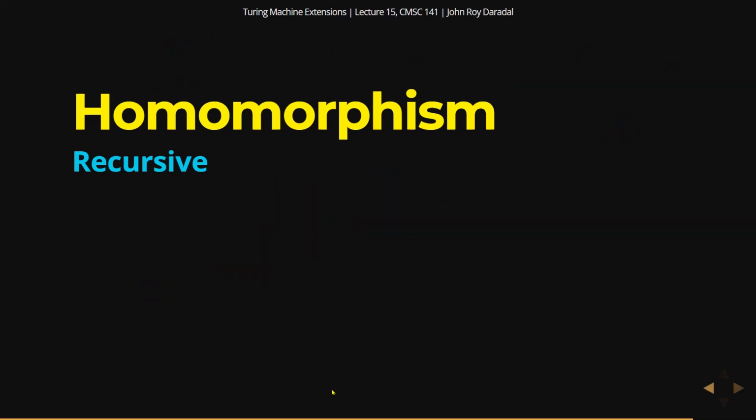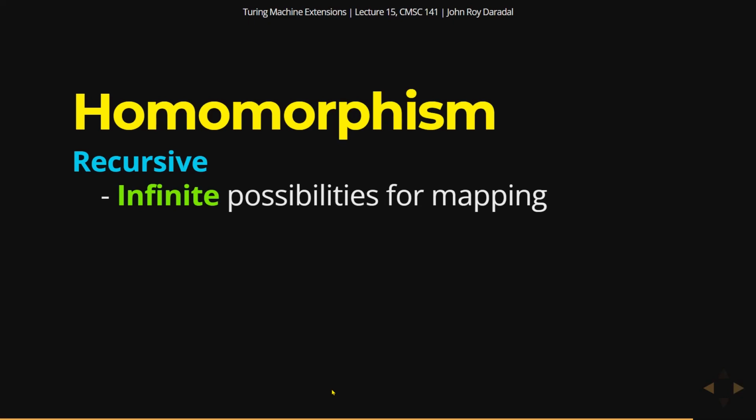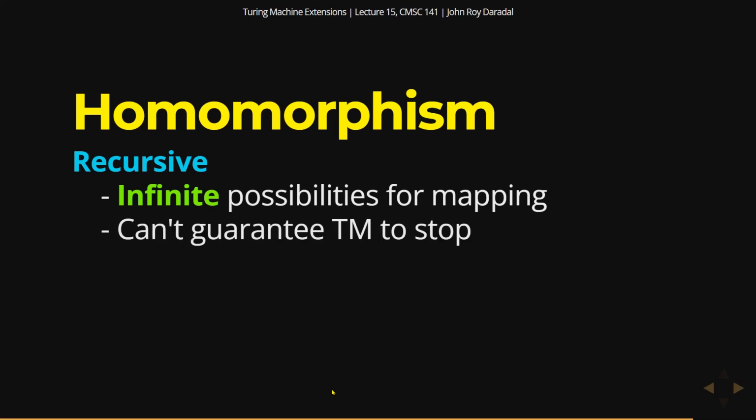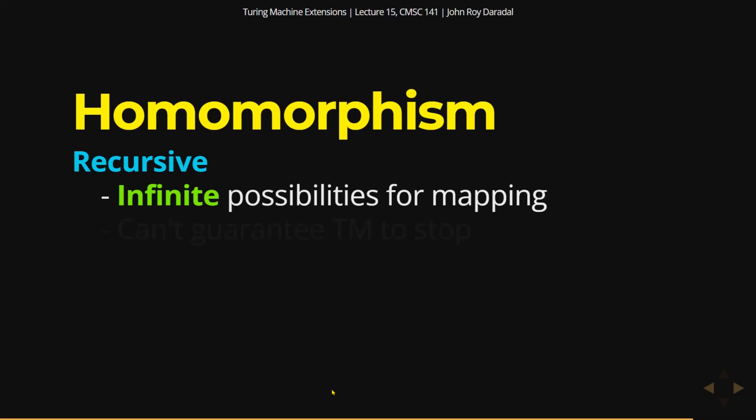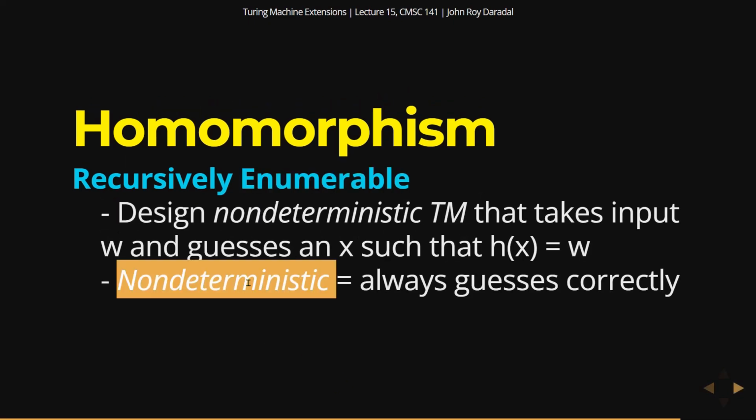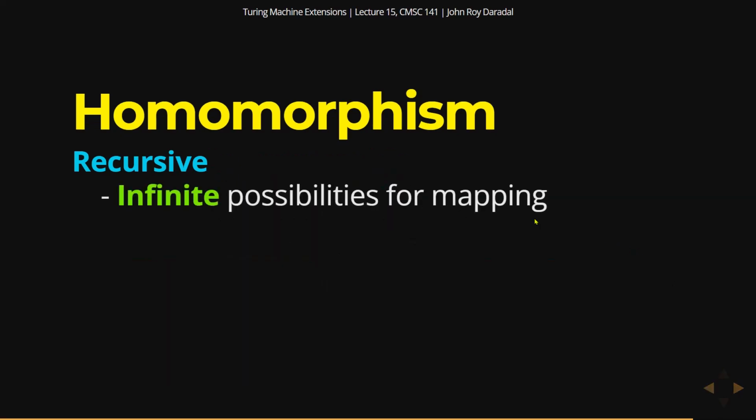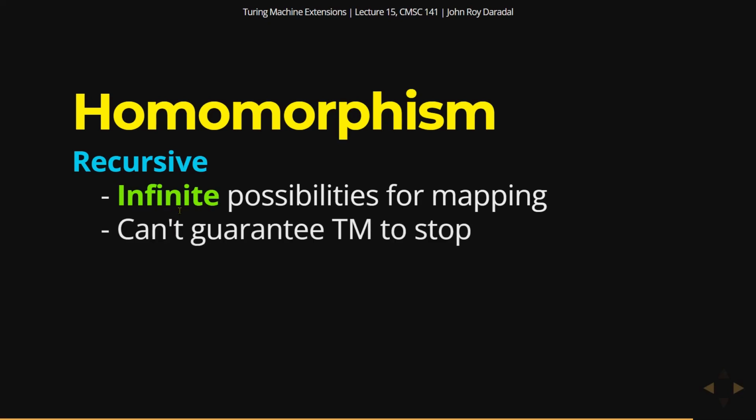However, for recursive, there's infinite possibilities for mapping. Okay, so there might be too many ways for us to map or to have the original string that was mapped into the input string. So we can't guarantee the Turing machine to stop because there's way too many possibilities for the mapping. Earlier, we were able to succeed because it was non-deterministic and we just relied on it to guess correctly. Okay, but here, since there's infinite possibilities of mapping, we can't systematically try to find the mapping.